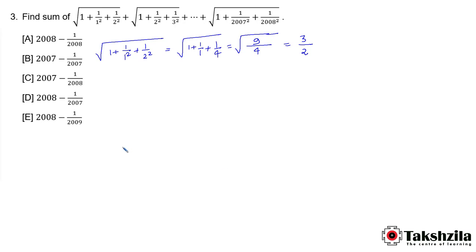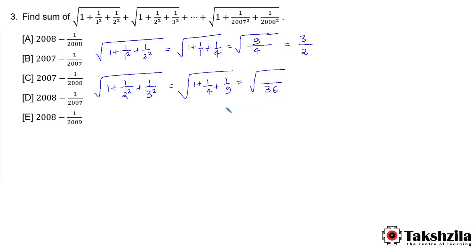After this, the second term is under root 1 plus 1 upon 2 square plus 1 upon 3 square. This value is going to be how much? 1 plus 1 by 4 plus 1 by 9. Over here the LCM is 36. In the numerator it is going to be 36 plus 9, 45 plus 4 is 49. This is equal to 7 divided by 6. Okay.